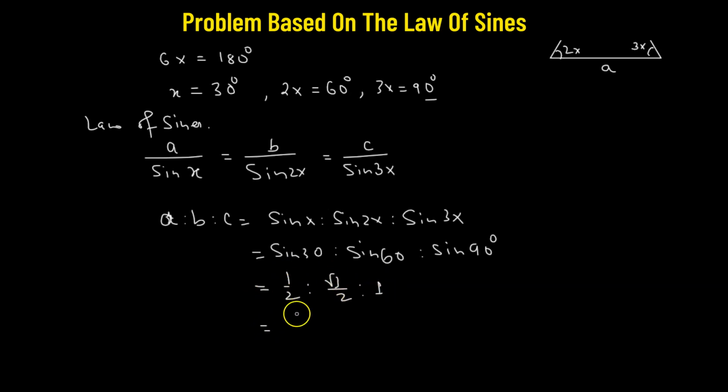Since this is a ratio, we can multiply throughout by 2, and we'll get 1 is to square root of 3 is to 2. So that means the sides of the triangle are in the ratio 1 is to square root of 3 is to 2. So that's the final answer.